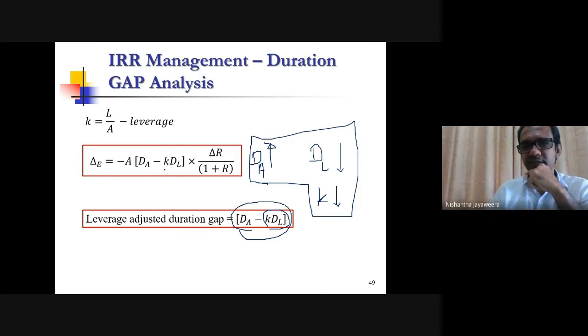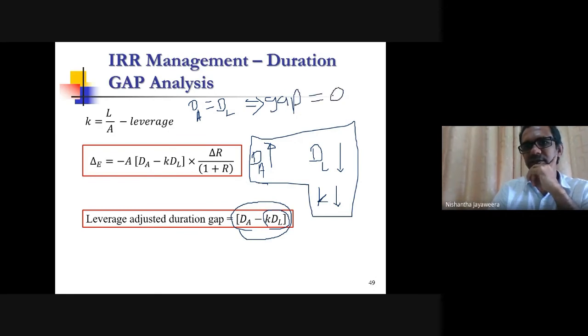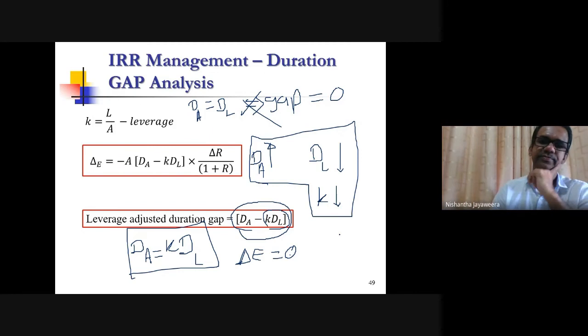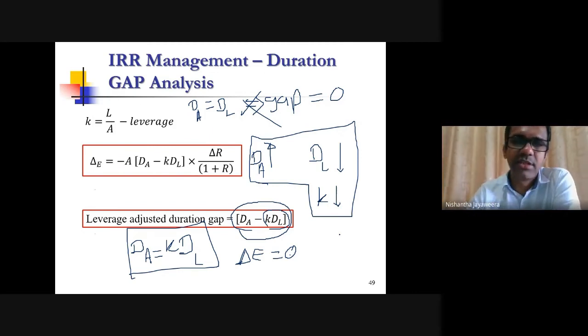And remember, this term does not become zero when dA equals dL. That would not give a gap of zero. That will happen only when dA equals K times dL. When this happens, delta E is zero. All other times there will be an impact on the equity.